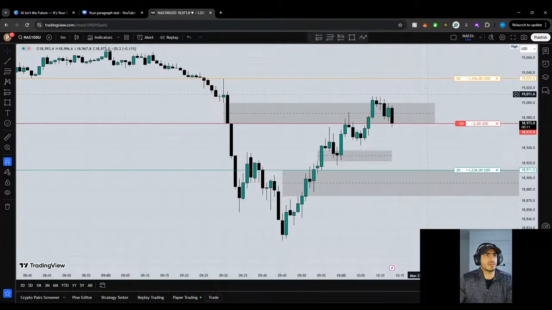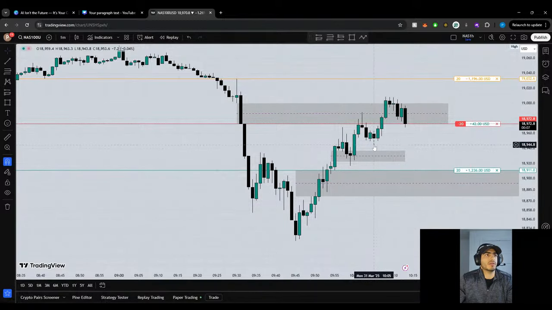All right, 13 seconds left to this candle. Now what we want to see is a body closed below this wick. A body closed below this wick. That's what we want to see.